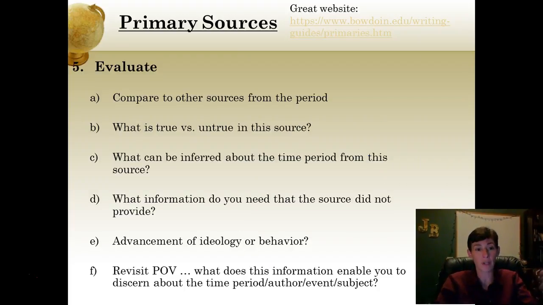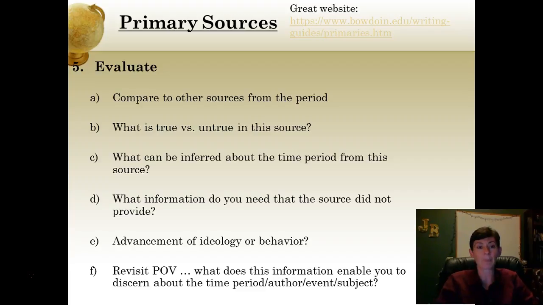All right, then you're going to evaluate. You want to compare it to other sources of the time period. You want to think about what is true versus untrue in the source. You want to also think about what can be inferred about the time period from this source, because now that you've done the other steps, you want to revisit the inferences that you made in the contextualize step. Then you want to look at what information you need that the source did not provide.